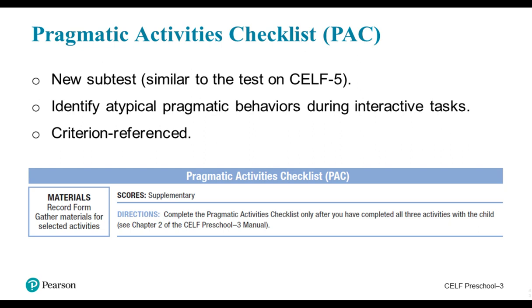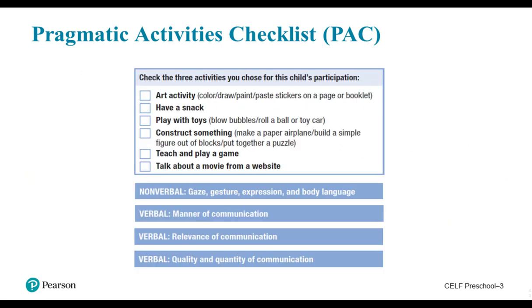Engage the child in 3 activities to complete the checklist. Choose activities from the list of 6 provided in the record form. So these are the activities for the Pragmatics Activities Checklist. When preparing to engage the child in the activities, note the following. Each activity is designed to take no longer than 5 minutes. And use judgment to determine when and how you engage the child in each activity.